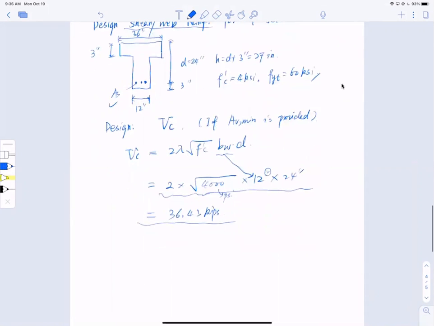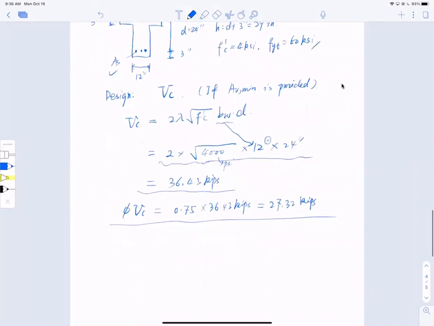So phi Vc is 0.75 multiplied by 36.43 kips. What do I get? 27.32 kips. Wonderful, thanks, that checks out. So that's phi Vc.